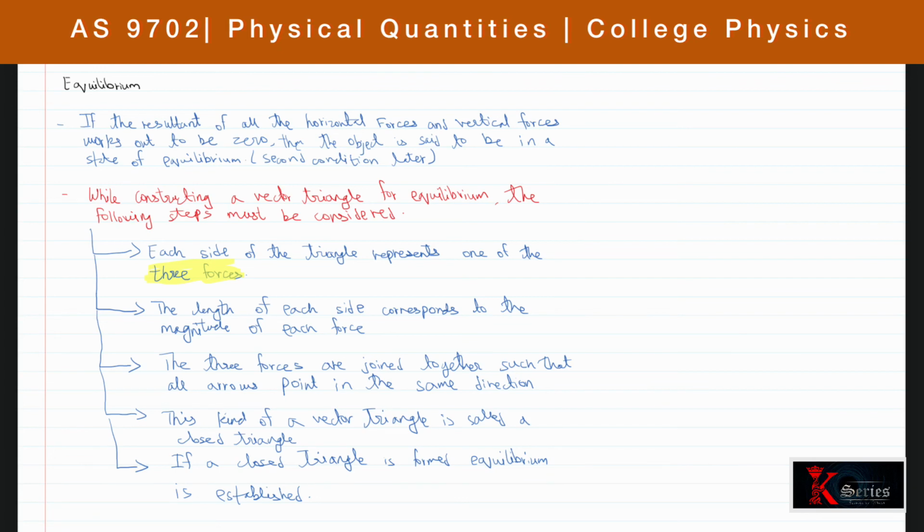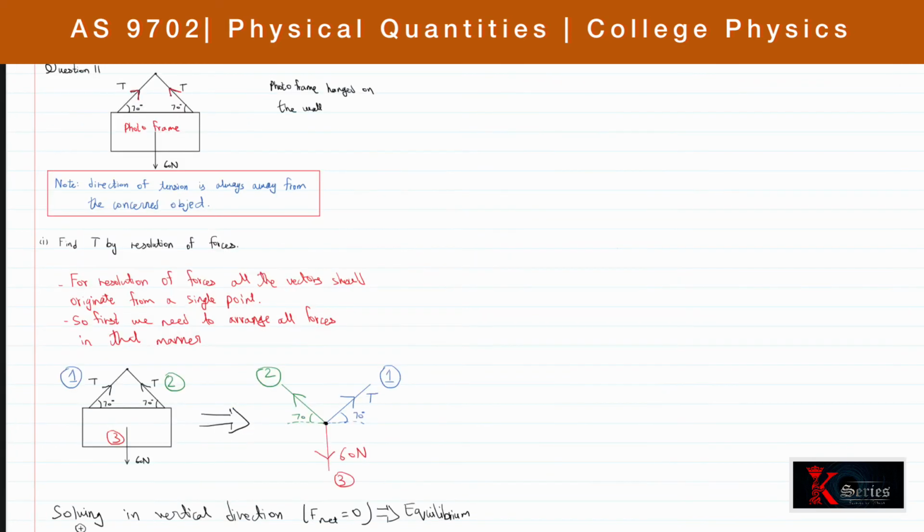Now the fourth one is that this kind of vector triangle is called a closed triangle. If a closed triangle is formed, equilibrium is established. So if we form a closed triangle, it is an indication of equilibrium, right? Now we'll be doing a question about it.